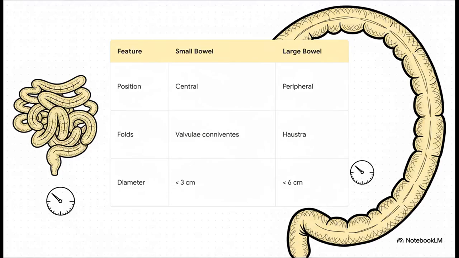So let's really dig into B for bowel, because knowing the difference between the small and large bowel is absolutely key. The easy way to think about it is this. The small bowel is usually jumbled up in the center of the abdomen. The large bowel kind of makes a picture frame around the outside. The small bowel has these thin lines called valvulae that go all the way across its width. They look like a stack of coins. The large bowel has thicker pouches called haustra that don't go all the way across.